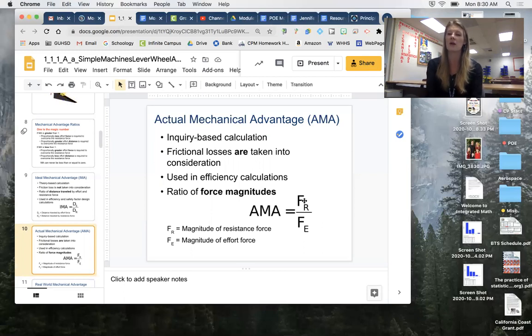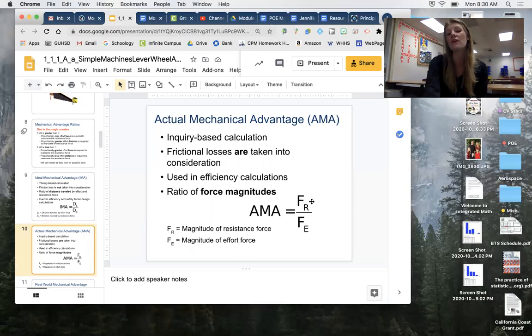Okay, it's going to be fairly obvious in our problems when we get to them whether you are going to be calculating actual mechanical advantage or ideal mechanical advantage. The problems will just say, calculate the mechanical advantage. They won't say actual or ideal. So the way that you're going to know that is within the problem.